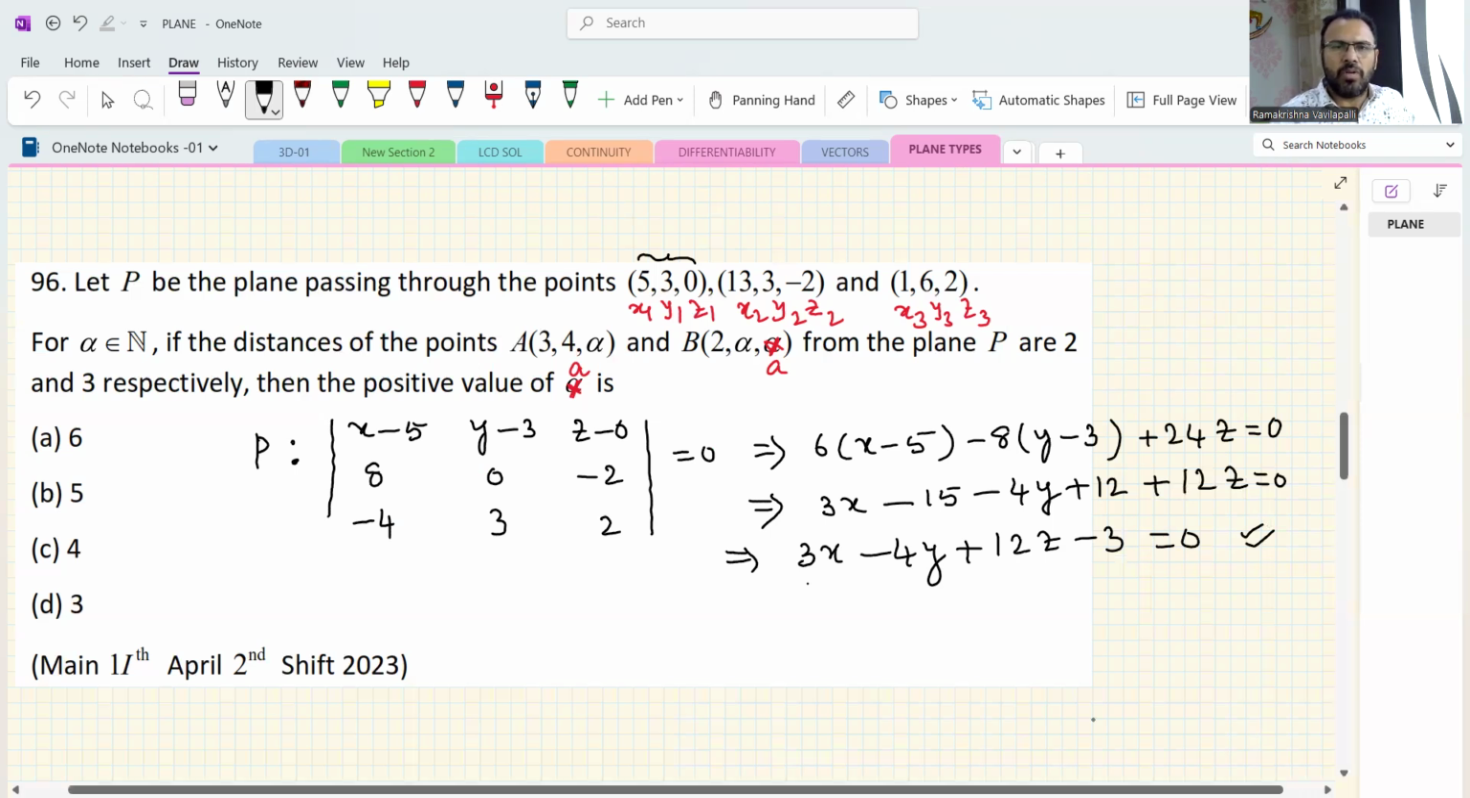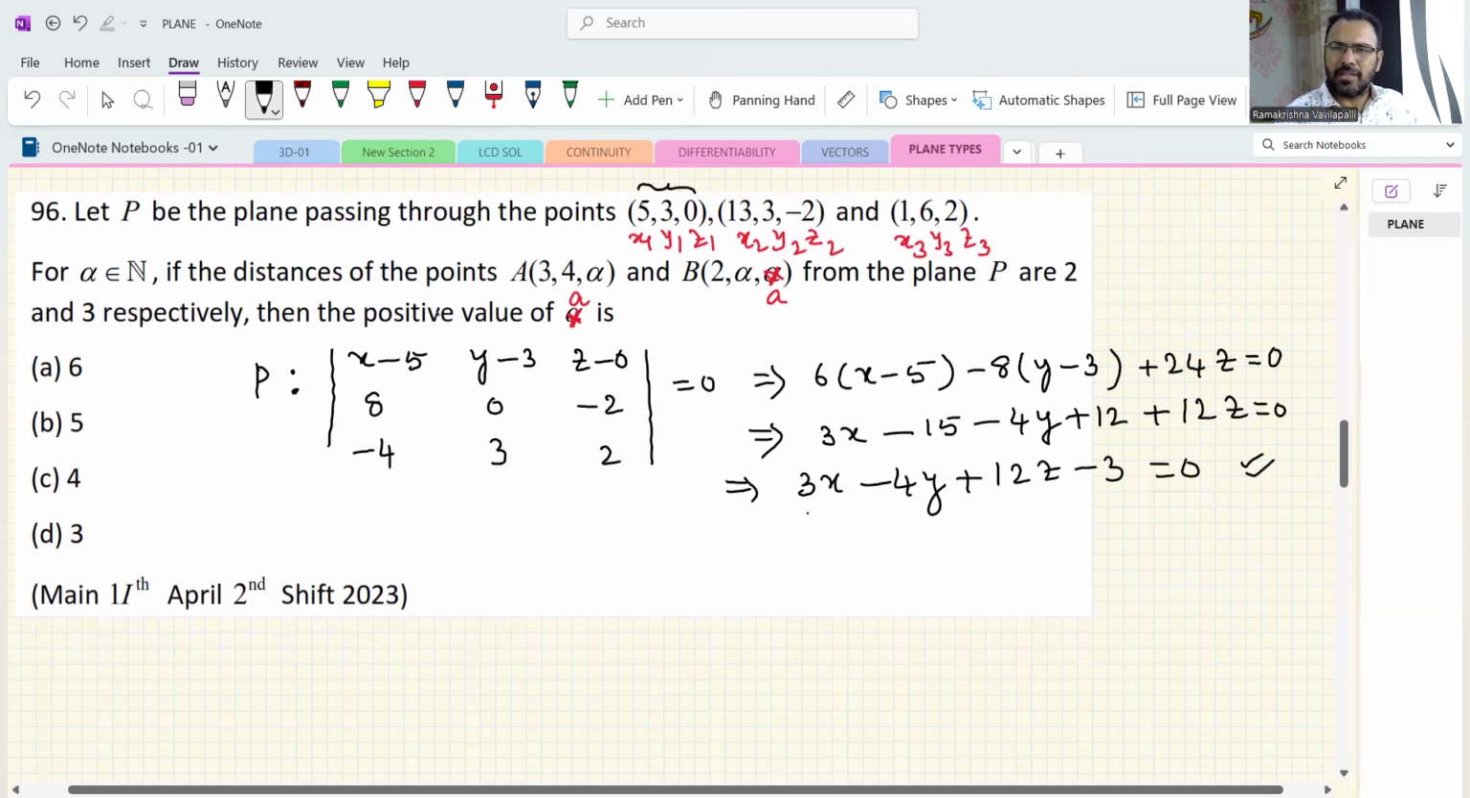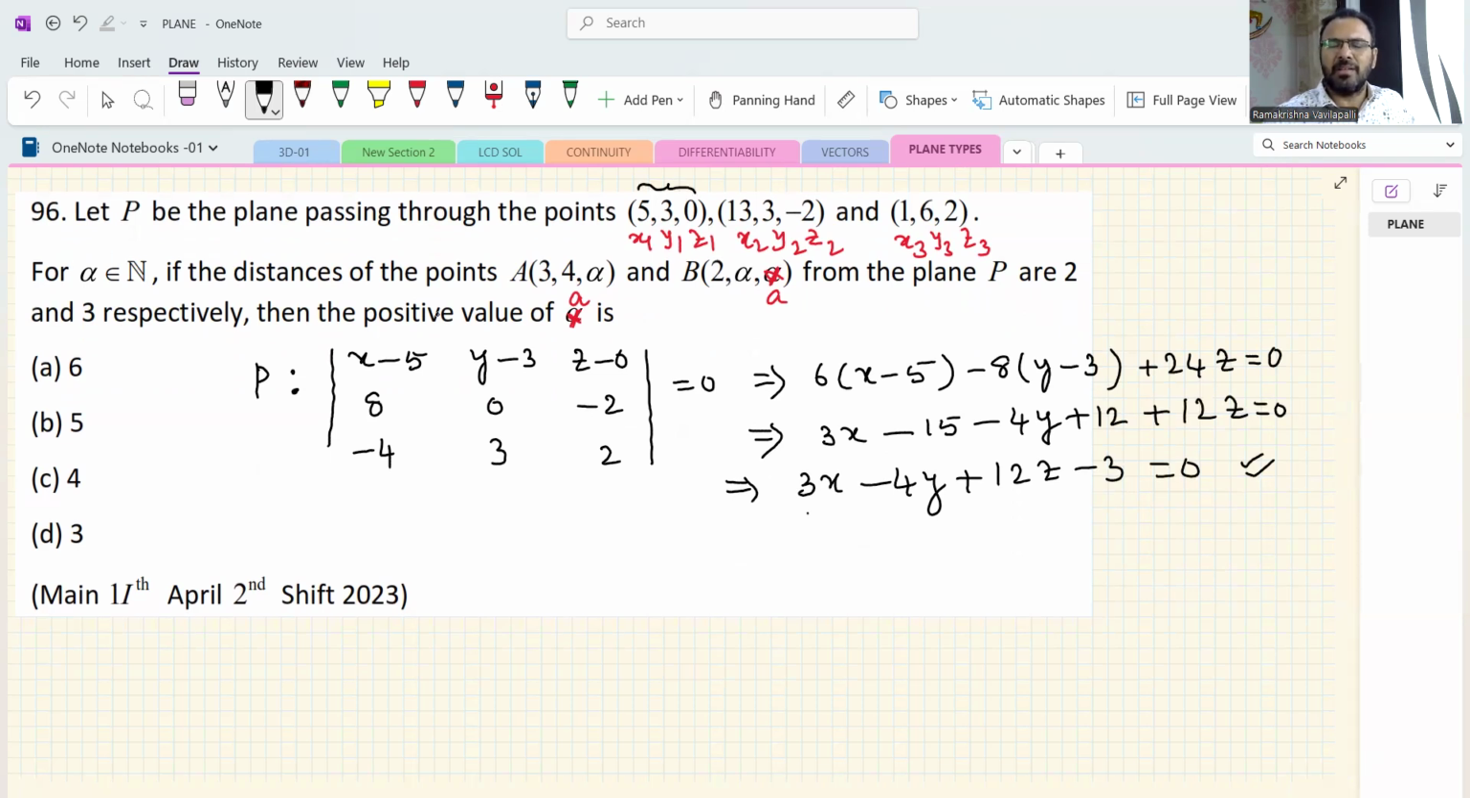Well, now here you see that the distances of A and B from the plane are given as 2 and 3. So I'll write the perpendicular distances. The perpendicular distance from the point x1, y1, z1 to the plane ax plus by plus cz plus d equal to 0, like a straight line in 2D, is modulus of ax1 plus by1 plus cz1 plus d by under root a square plus b square plus c square. Okay.